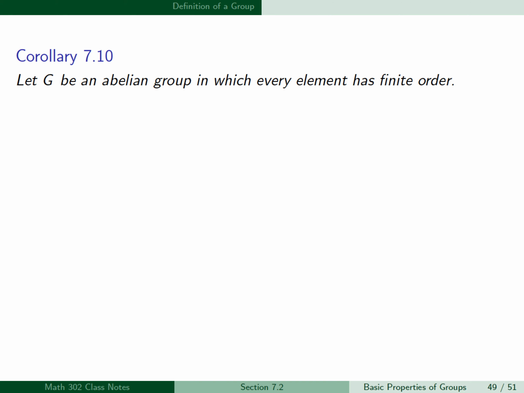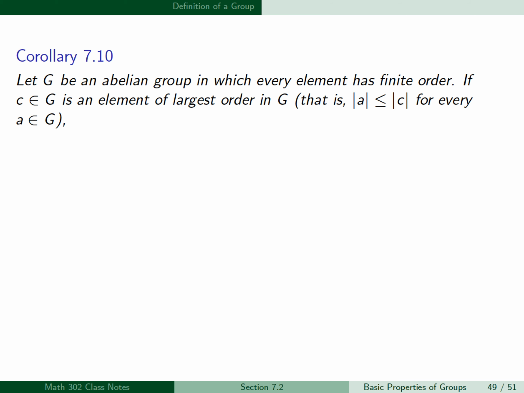Next we have corollary 7.10, and this tells us: let G be an abelian group in which every element has finite order. If C in G is an element of largest order in G, that is, the order of A is less than or equal to the order of C for every element A in G, then the order of every element divides the order of C.